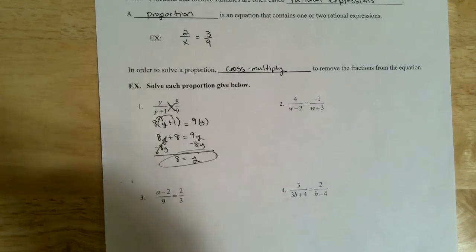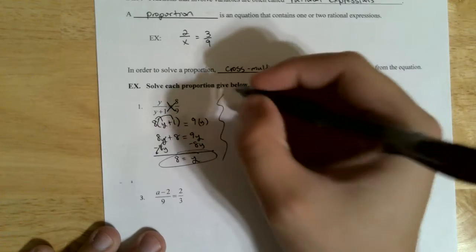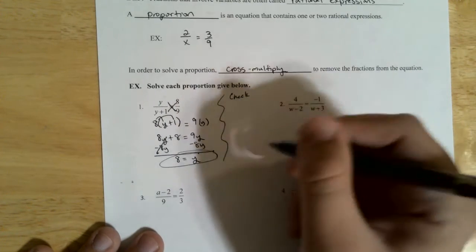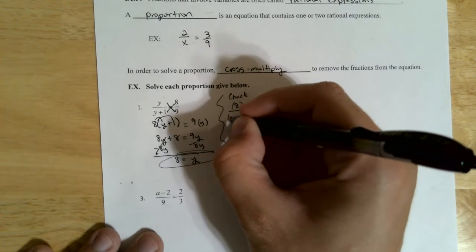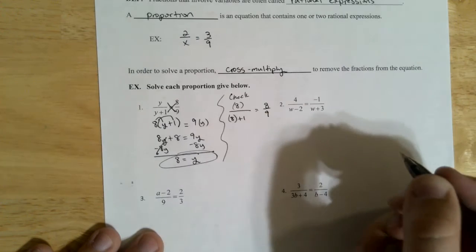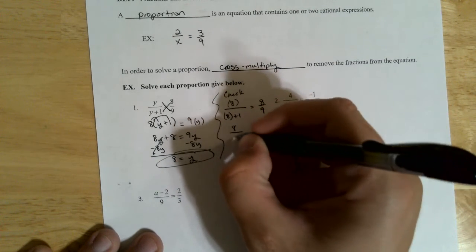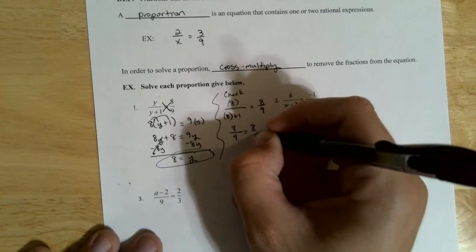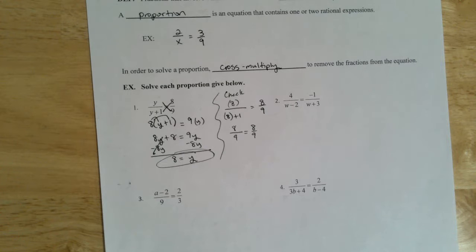I can always go back and check that my answer works by plugging it in. Plugging things in, I'll get 8 over 8 plus 1 is equal to 8 over 9. This top part is just 8, and 8 plus 1 is 9. So 8 over 9 equals 8 over 9. That is a true statement, so y does indeed equal 8. All right, let's look at the next one.